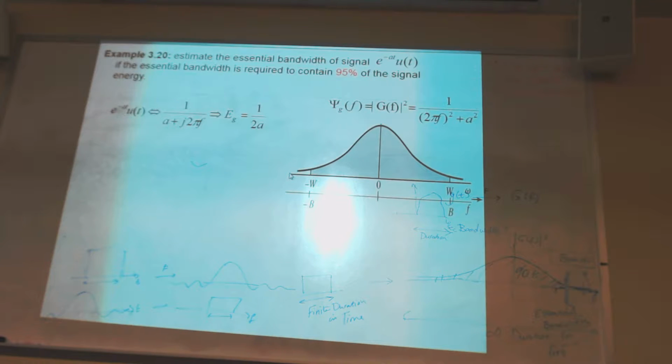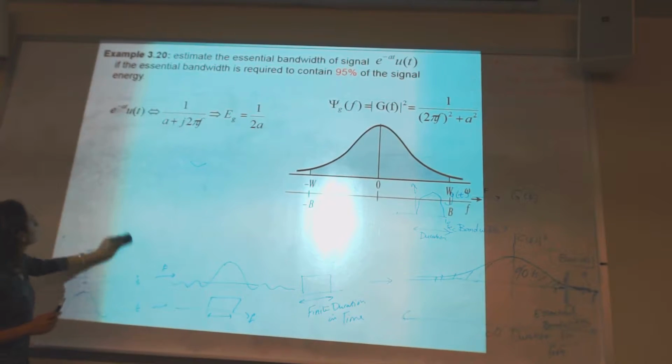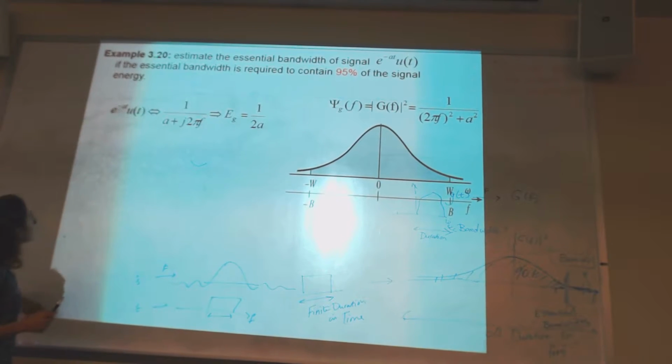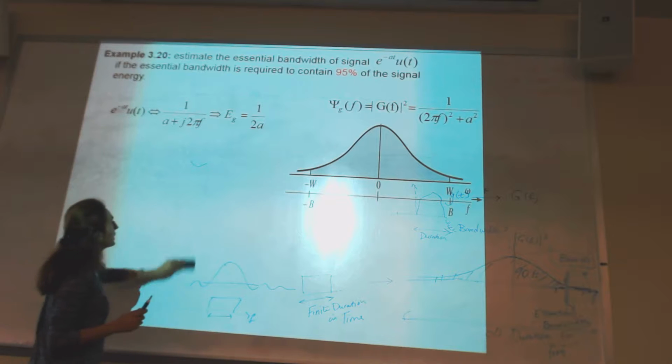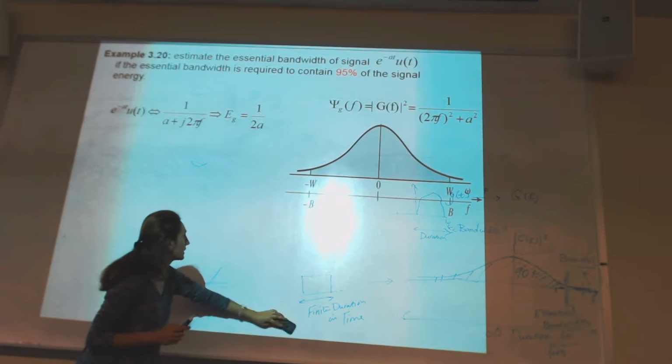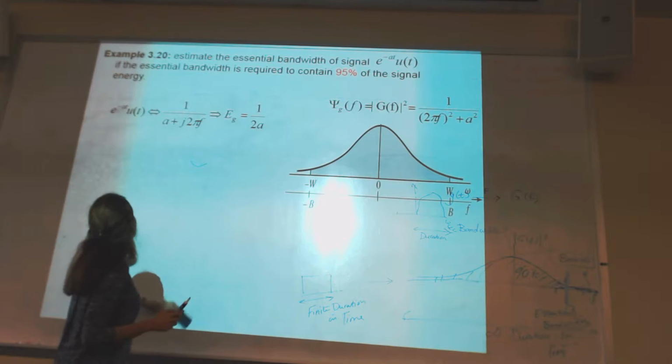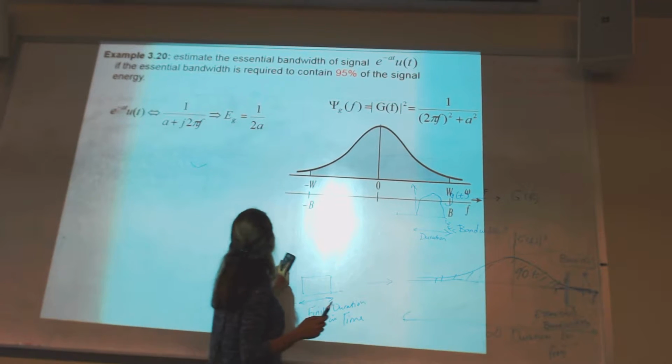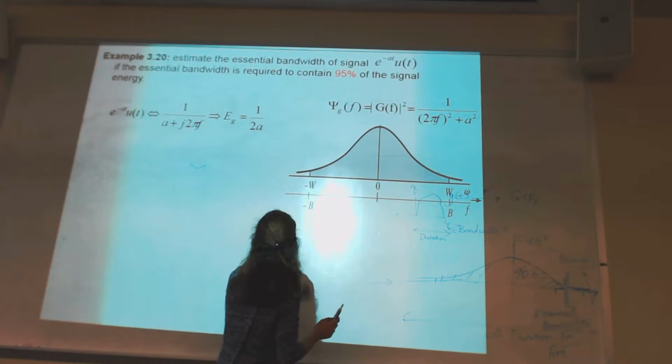So now let's look at this example. Read the question. It says: estimate the essential bandwidth of the signal e to the power of minus at times u(t), again the famous signal, if the essential bandwidth is required to contain 95% of the signal energy.